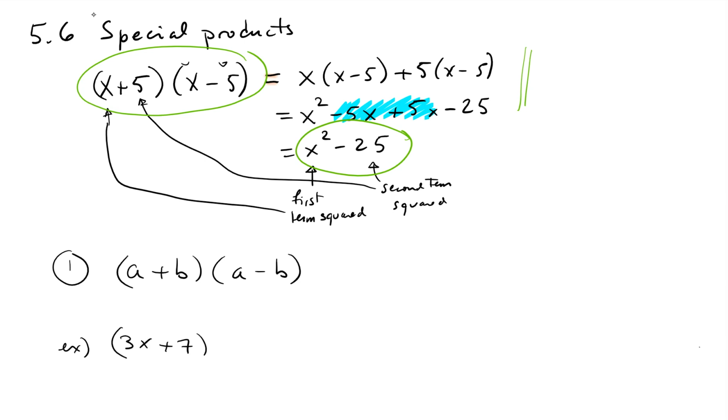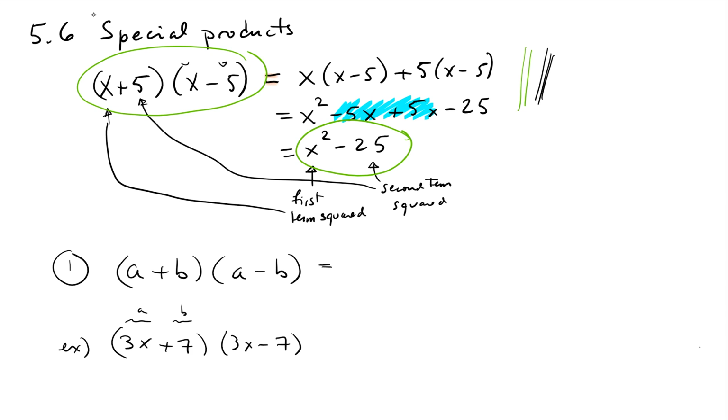What I want to look at with you is 3x plus 7 times 3x minus 7. So you see, that's my a here. a is 3x now, and b is 7. So I want to have a formula. I'm going to perform what I just did up there, with my a and my b, and simplify and get something that's a lot simpler.